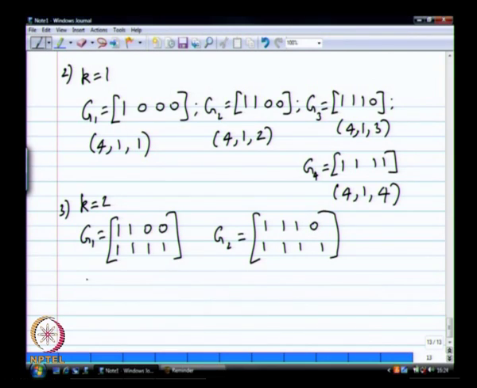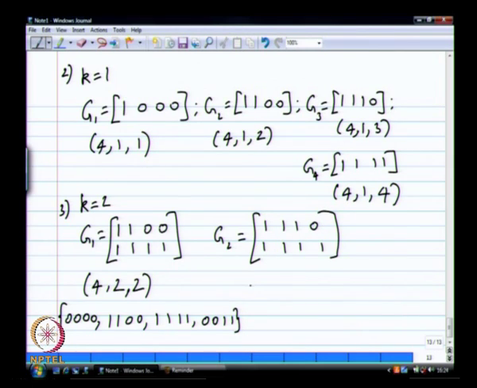What about the parameters here? 4 comma 2 is easy. What about the third parameter? 2, right? So how did I get that? There are 4 code words in this code. The 4 code words are 0000, 1100, 1111. What is the fourth code word? 0011. Clearly, looking at it, you know that 2 is the minimum distance.